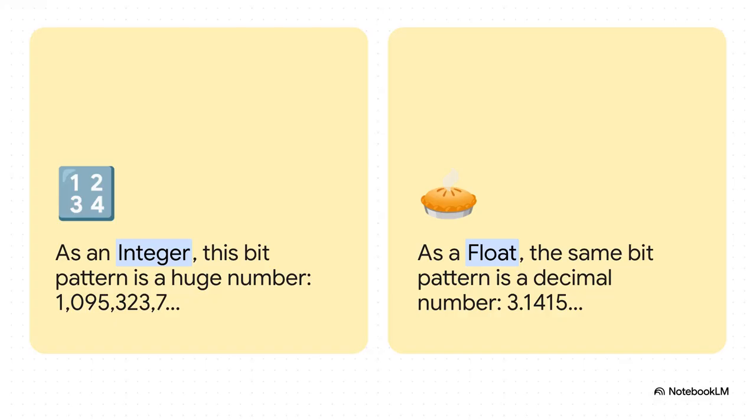Now, here is the mind-bending part. Deep down in a computer's memory, everything is just ones and zeros. That exact same string of bits can be interpreted as a huge integer, or it can be interpreted as a floating point number like pi. It all just depends on the lens you use to look at the data.